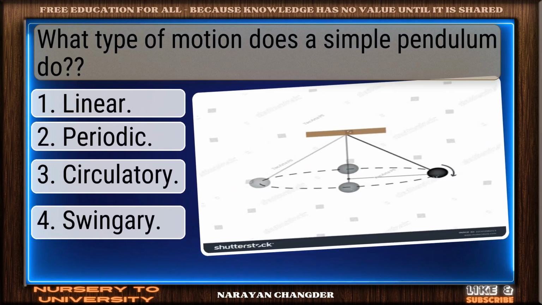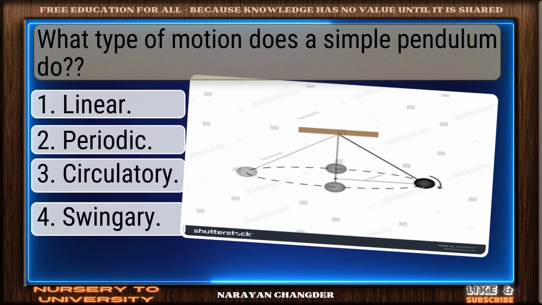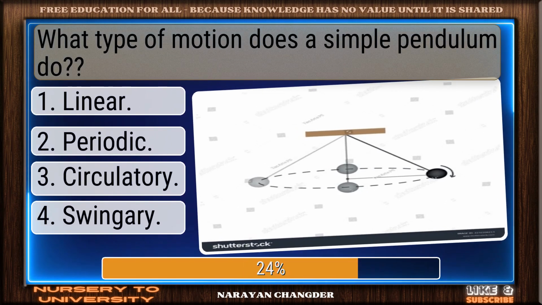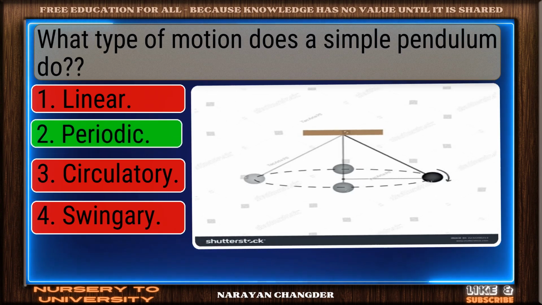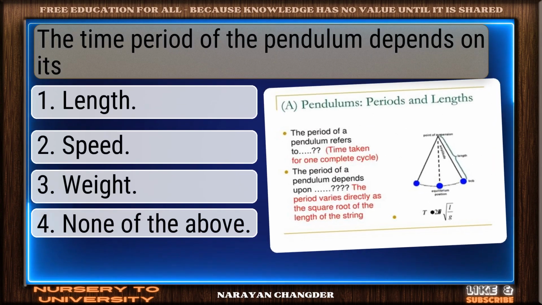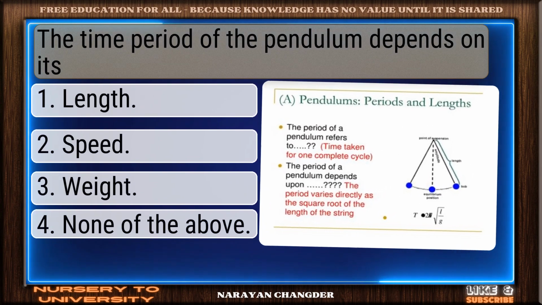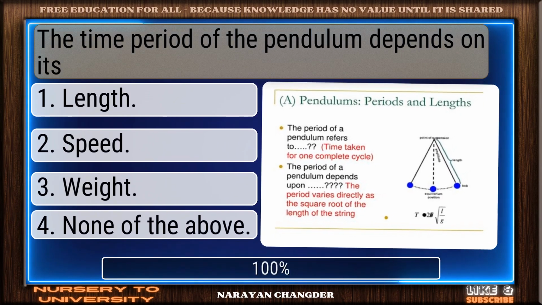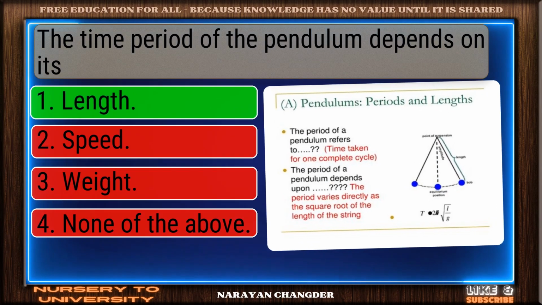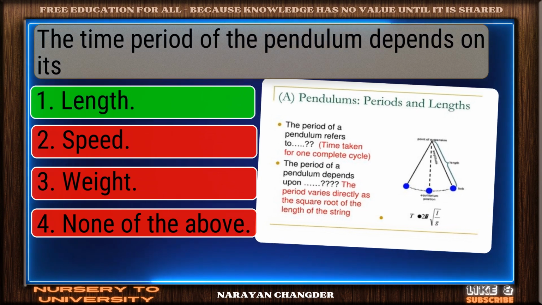Question number 29. What type of motion does a simple pendulum do? Bravo. Periodic is the answer. Question number 30. The time period of the pendulum depends on its. Exactly. Length makes sense and it is right choice.